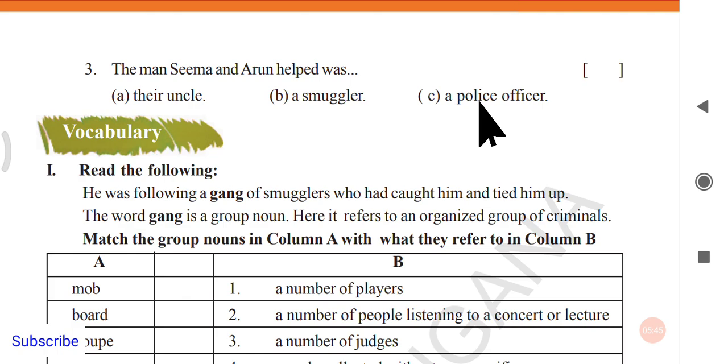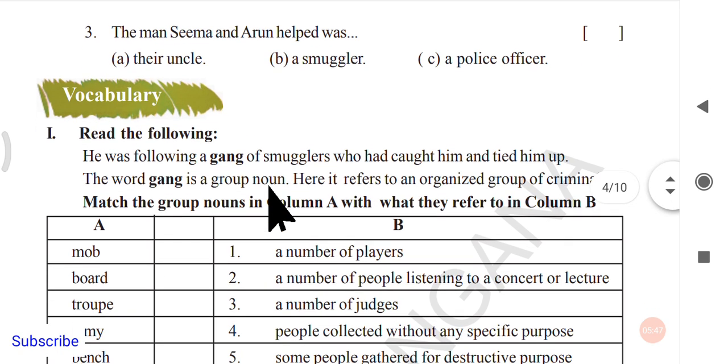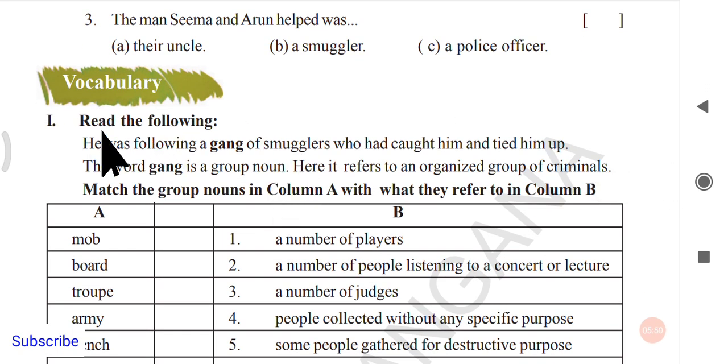Next we have a very important part here, that is vocabulary. Roman number one, read the following. So he was following a gang of smugglers who had caught him and tied him up. Okay, so see the word which is in bold letters. The word gang is a group noun. Here it refers to an organized group of criminals.